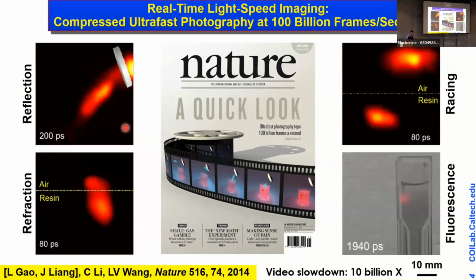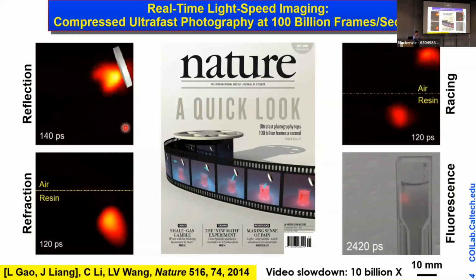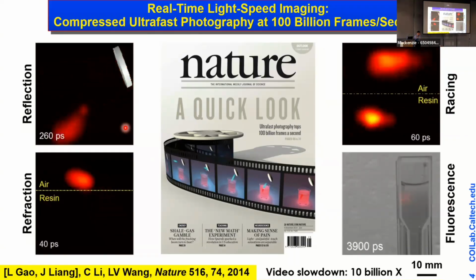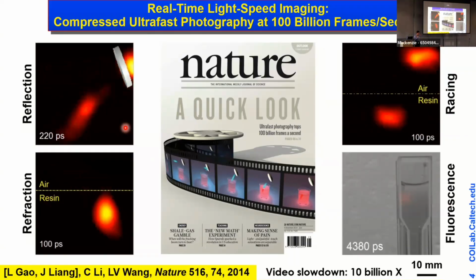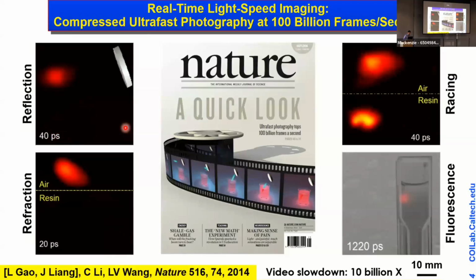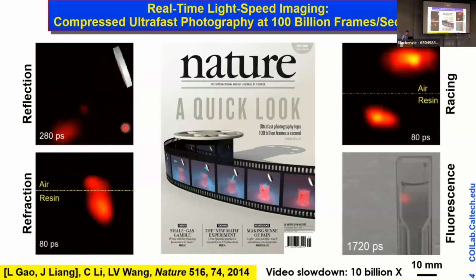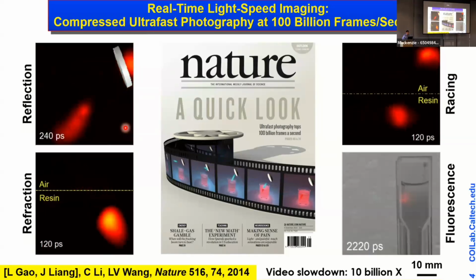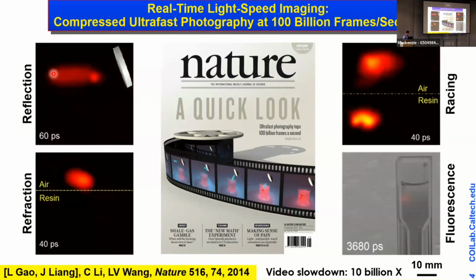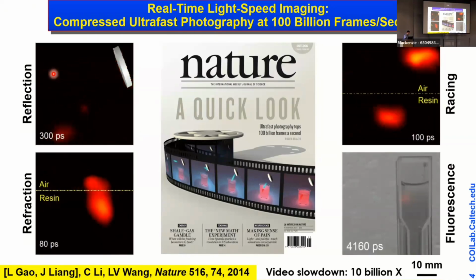Can we extend it to light speed? It's 5 orders of magnitude faster now. Before this technology, it was not possible. You had to use pump probe. You cannot do it in real time. So if you want to have 100 time frames, you have to image 100 times. That's far less than real time. So this is the first time that we're able to get light speed imaging. As soon as the photons arrive, you get an image. And so at 100 billion frames per second, you can see a light pulse propagating in real time without repeating this event.